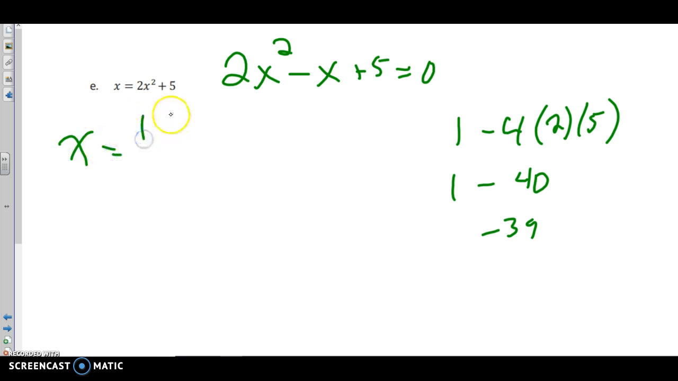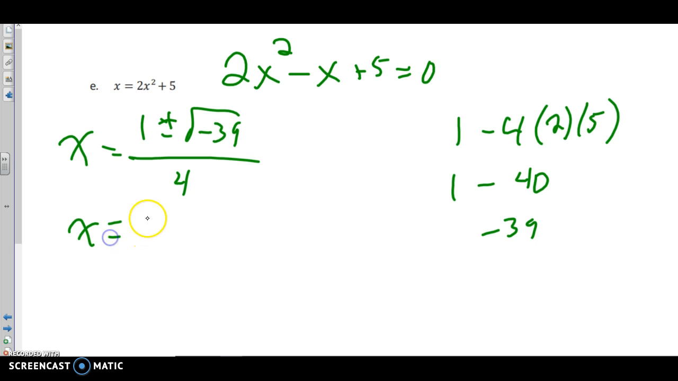Negative b is negative 1. My discriminant is negative 39, all over 2a, which is 4. 39 is 3 times 13, so there is no simplifying of the radical other than to take out the i. And that's as far as I can go. So those are my 2 complex solutions.